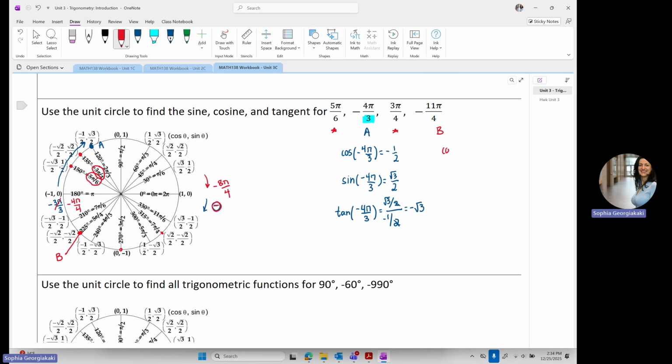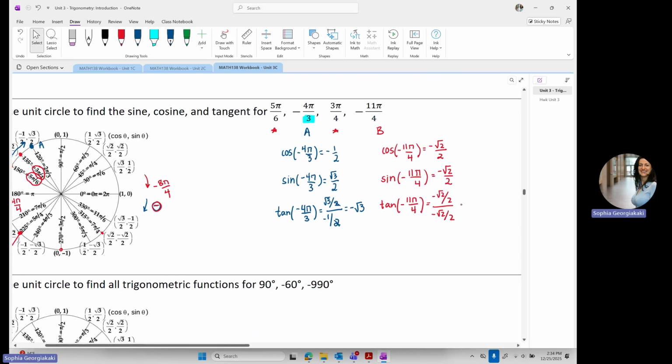And for that, I can find the cosine of negative 11 pi over 4 will be the x-coordinate, and that will be negative square root of 2 over 2. The sine of negative 11 pi over 4 will be negative square root of 2 over 2 also, which is the y-coordinate. The tangent of negative 11 pi over 4 will be the y-coordinate divided by the x-coordinate. They are equal to each other. Therefore, they will simplify and the answer will be 1.